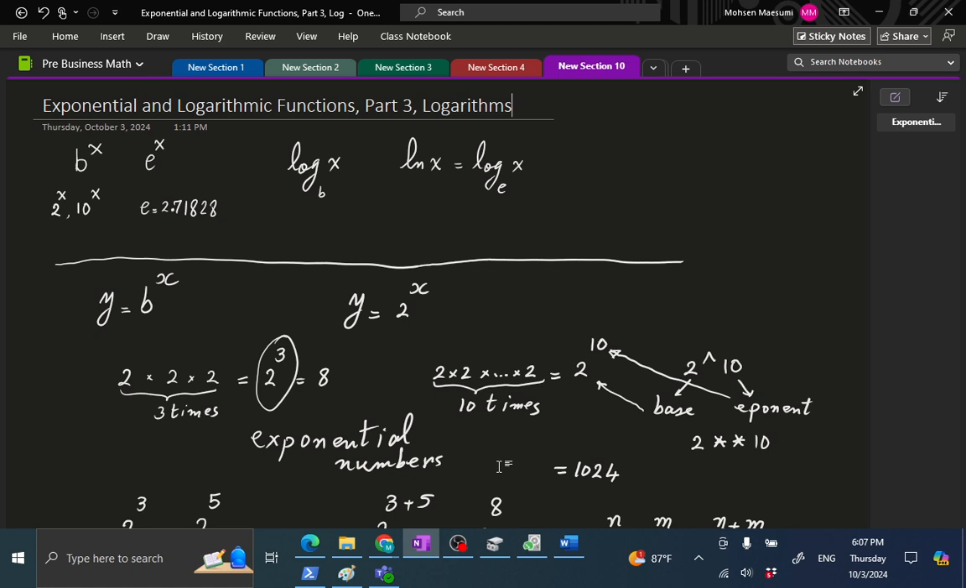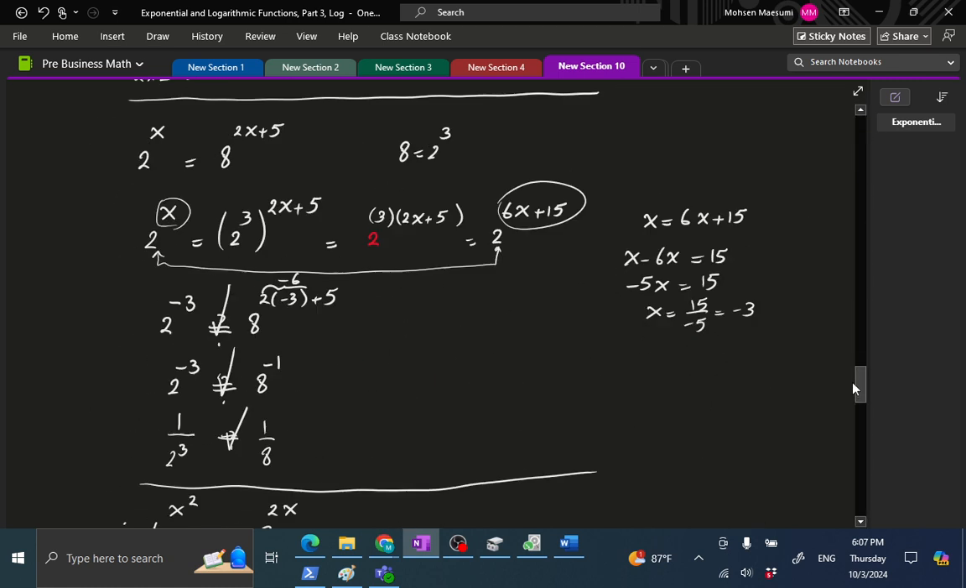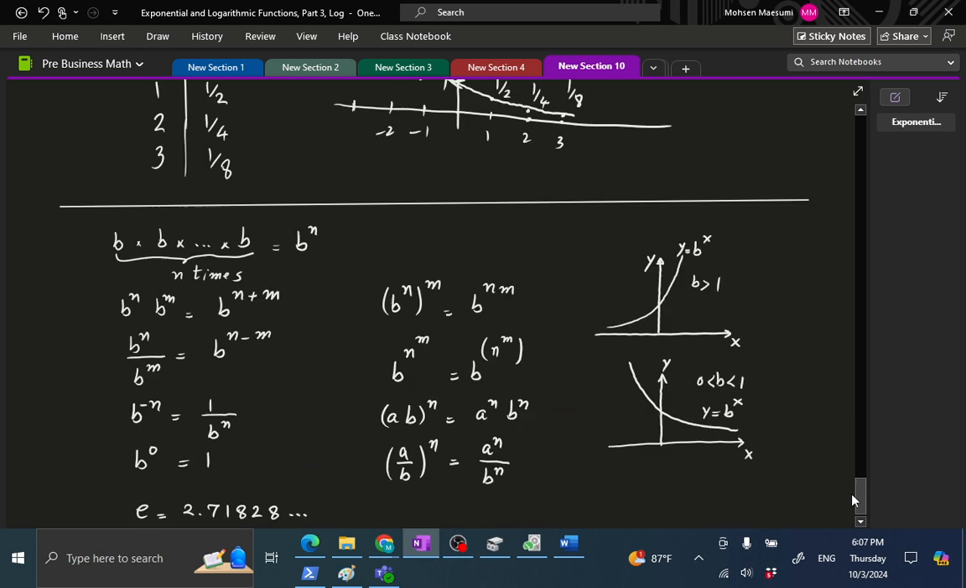Today we are going to continue our conversation about exponential and logarithmic functions. This is going to be part 3, and we are going to talk about logarithms. So let me remind you what we have done so far. I have summarized everything in this table.